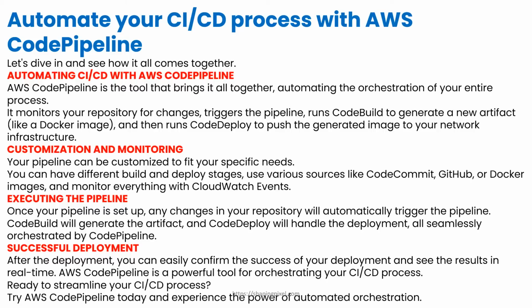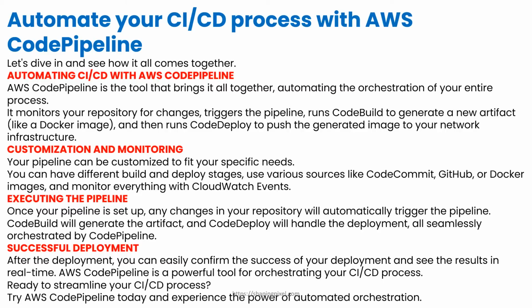Automate your CI/CD process with AWS CodePipeline. Let's dive in and see how it all comes together. AWS CodePipeline is the tool that brings it all together, automating the orchestration of your entire process. It monitors your repository for changes, triggers the pipeline, runs CodeBuild to generate a new artifact like a Docker image, and then runs CodeDeploy to push the generated image to your infrastructure.